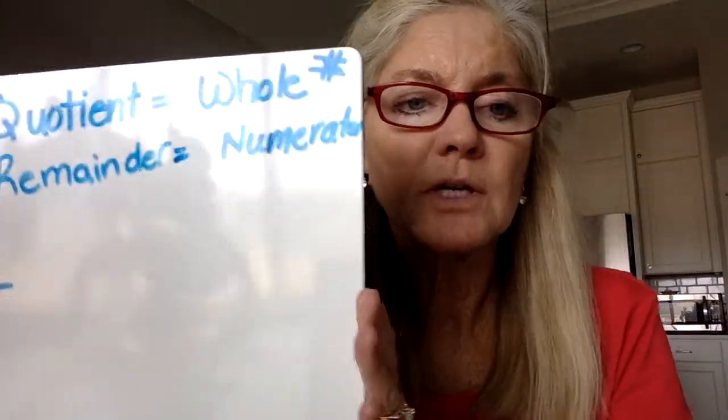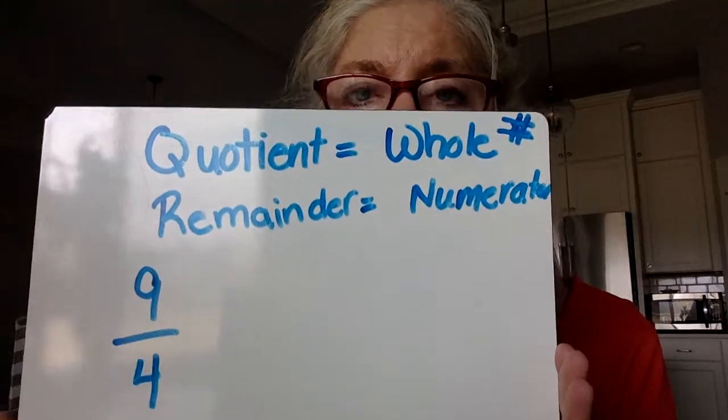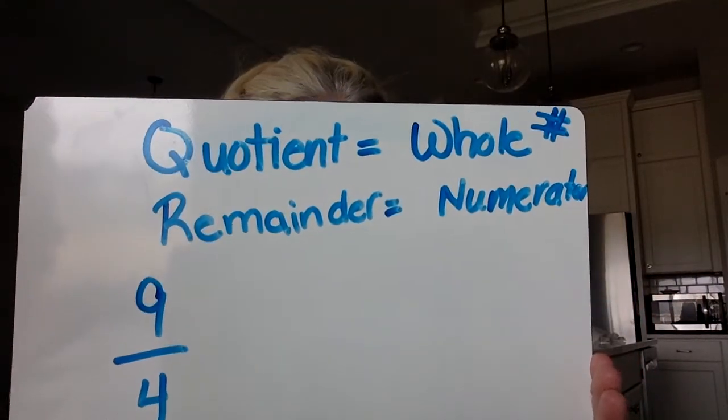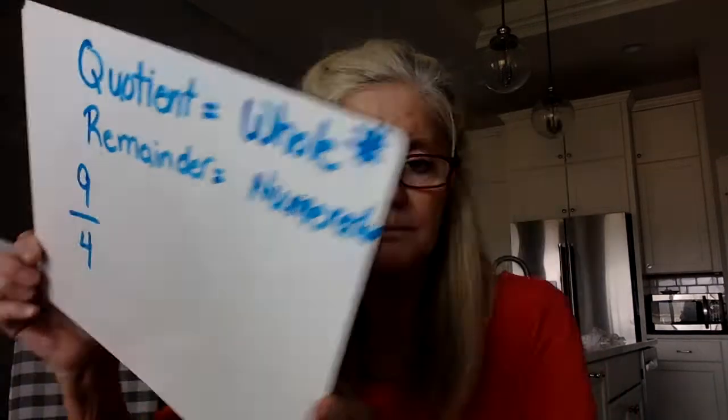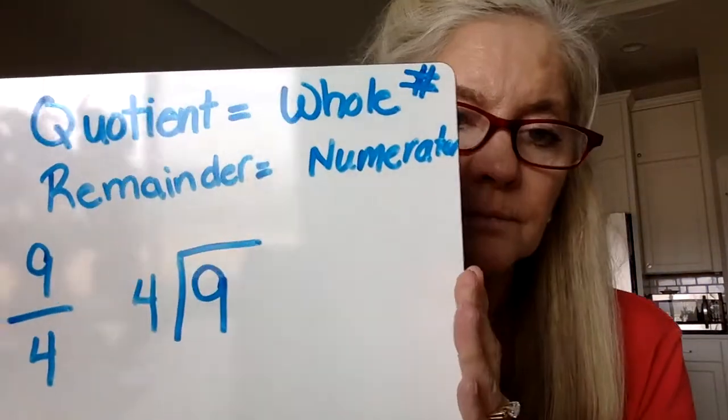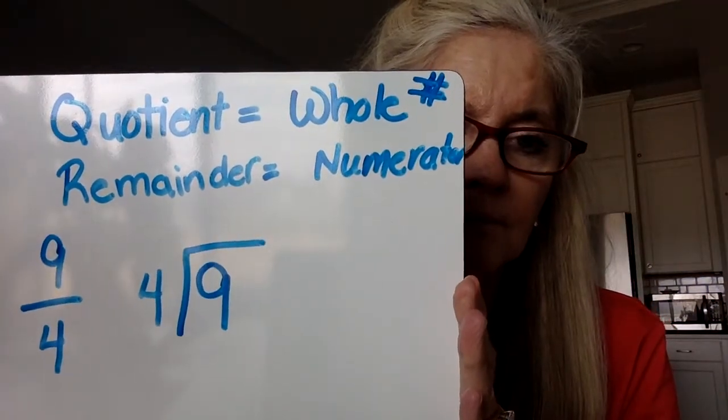Let's go with 9/4. So there's my new improper fraction. 9/4. The numerator is bigger than the denominator. So let's turn that into a division problem. That big numerator is going to go in the garage, and the denominator will be our divisor. Okay? Now just do that division problem for me real quick. You can pause the video if you want. Do that division problem for me real quick.